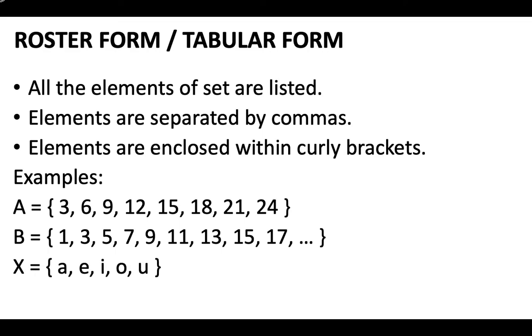Look at this example. I have a set X as A, E, I, O, U. Now this is a set of vowels of the English alphabet. All these elements of the set are enclosed within the curly braces, separated by commas, and we have a list of all these elements. That is, we are not trying to find out what the elements are. We are already given what the elements of the set are.